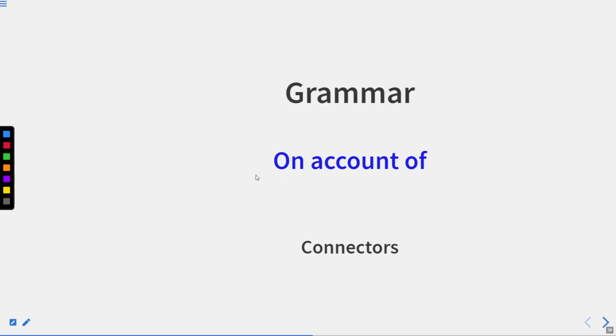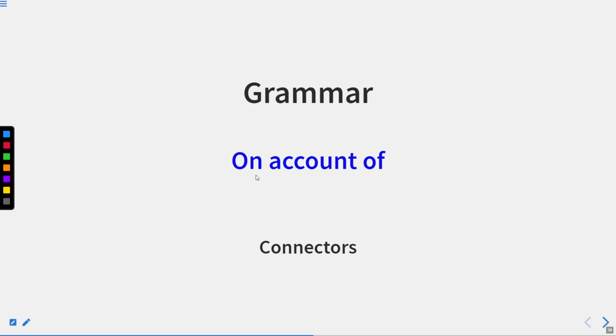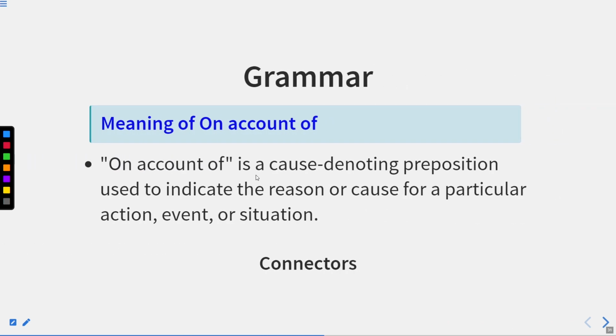Now, let us have another prepositional phrase, or cause-denoting preposition, and that is "on account of". So this is another cause-denoting preposition. "On account of" is a cause-denoting preposition used to indicate the reason or cause for a particular action, event, or situation. Now you can see "on account of" is also functioning the same as "due to", "owing to", and "because of". So this is again the same thing. The structure is the same. We are just substituting these words with one another.